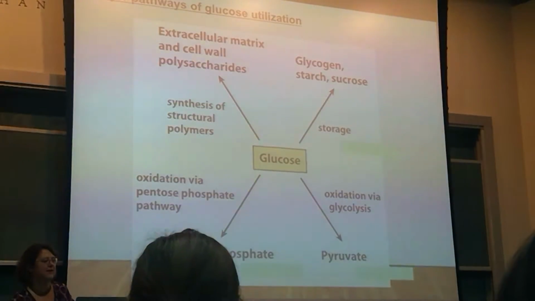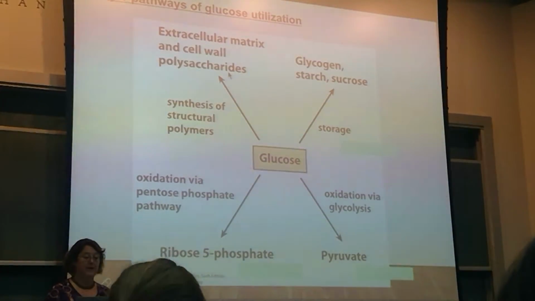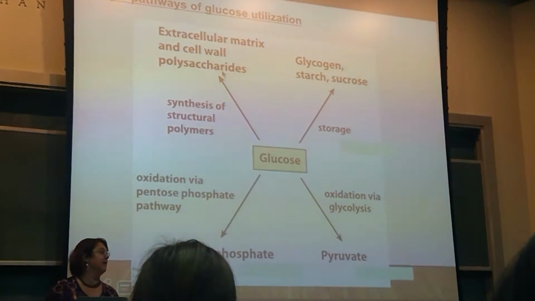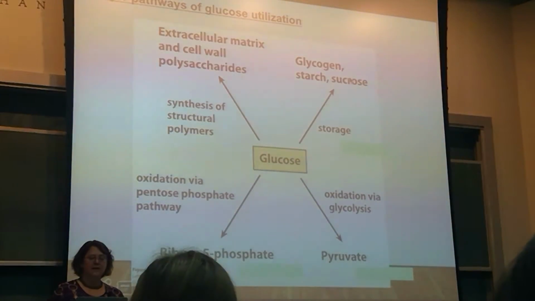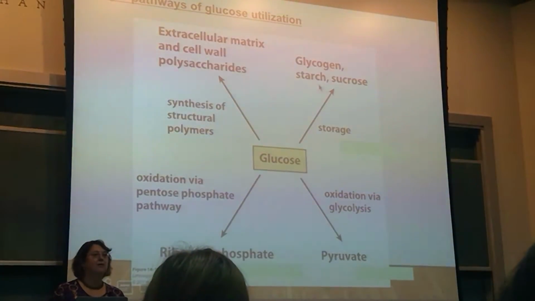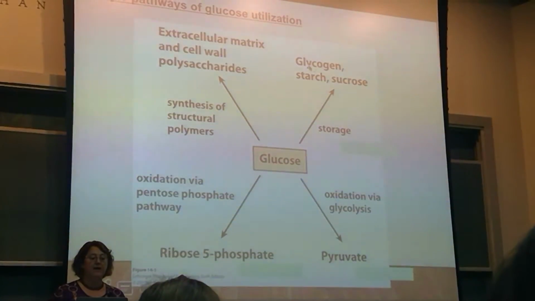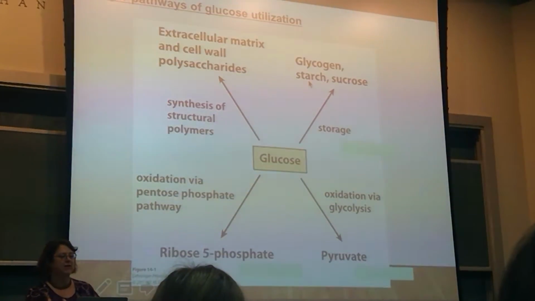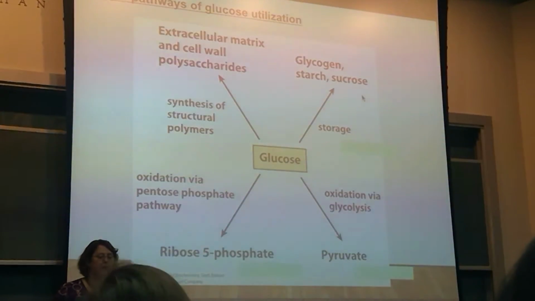And what these are is that you can actually use glucose to build an extracellular matrix and cell wall polysaccharides, like, for example, cellulose, like plant cell wall material. You can use it for storage. So glycogen, starch, sucrose, which is a disaccharide. Glycogen and starch are polymers of many glucose molecules, and sucrose is just a disaccharide, so 2.